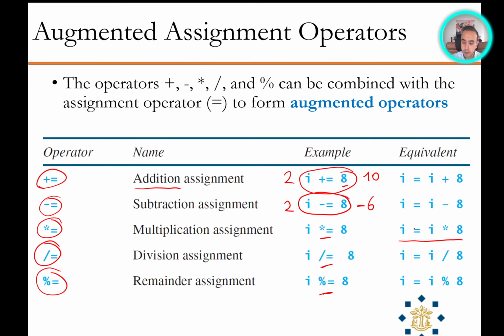That is, I equals I multiplied by 8, so that you know it's going to be multiplied first and then assigned as a new variable. Okay.